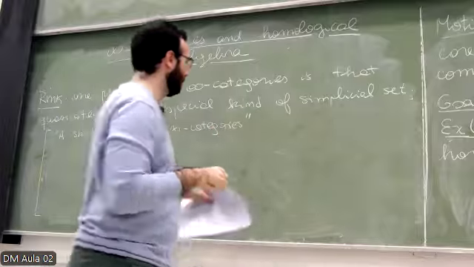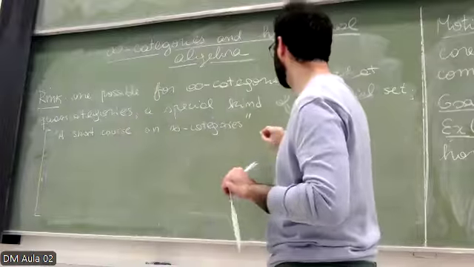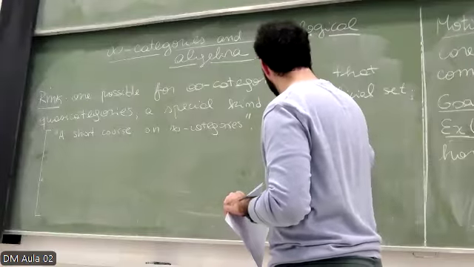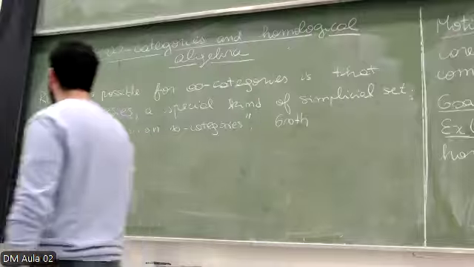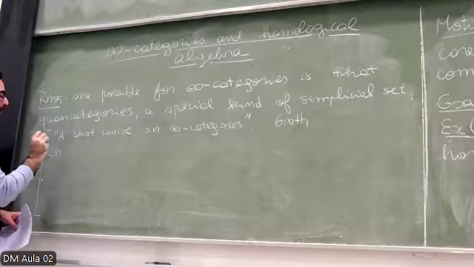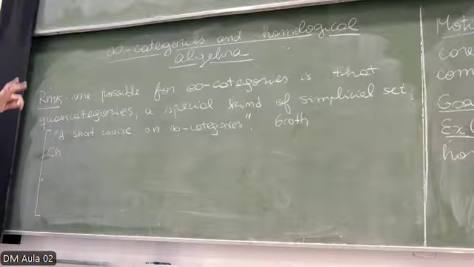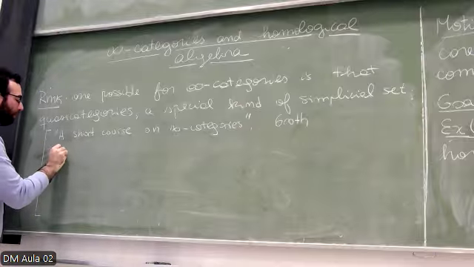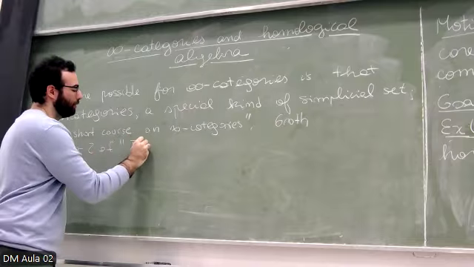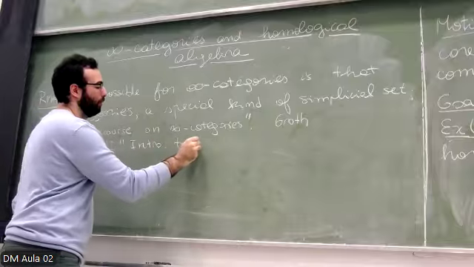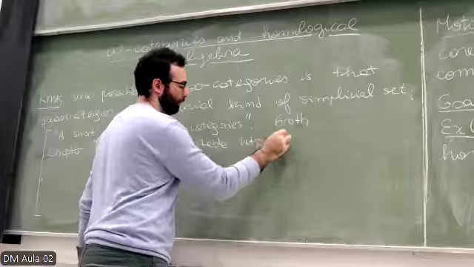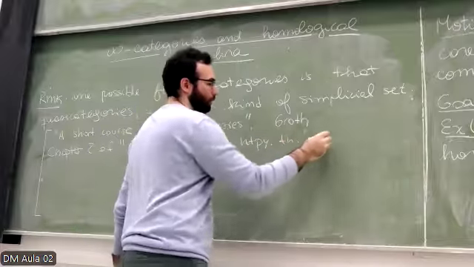So I think this is on the archive. I don't know if there's a published version. A short course on infinity categories by Groth. And then an axiomatic approach, which inspired this presentation, is also chapter 2 of Introduction to Stable Homotopy Theory by Knussen.